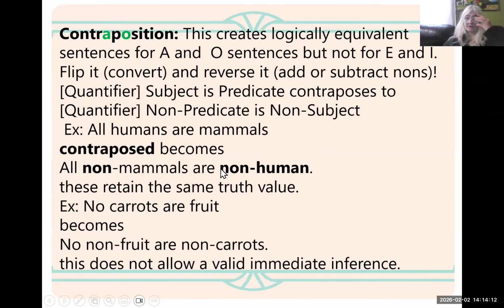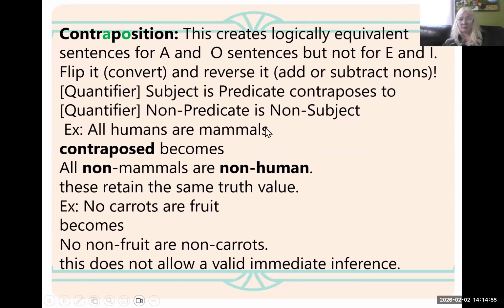Okay, this is the same for contraposition. Contraposition creates logically equivalent sentences for our A and our O, but not for our E and our I. For this one, what we're going to do is the same sort of thing, but we're going to flip it and reverse it. Okay? So when we contrapose it, we take a sentence and we flip the subject and the predicate, but we add non to the predicate and to the subject if they don't have non. And if they do have non, we take it off. So we un-non the non and we non the un-nonned.